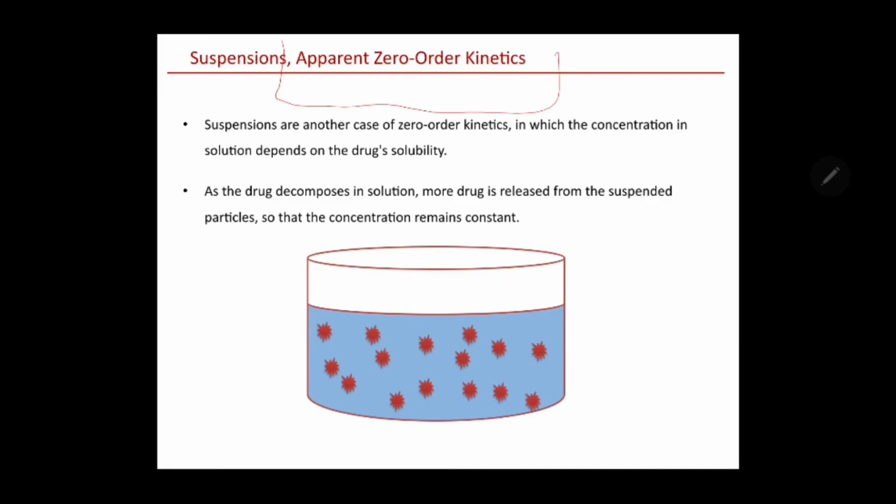We call something called apparent zero order reactions, which happens only in suspensions, in which we have particles like this, like this, in a medium. Why do we call these apparent zero order reactions? Because the reaction of solubilization of these particles or degradation of these particles is a first order reaction.